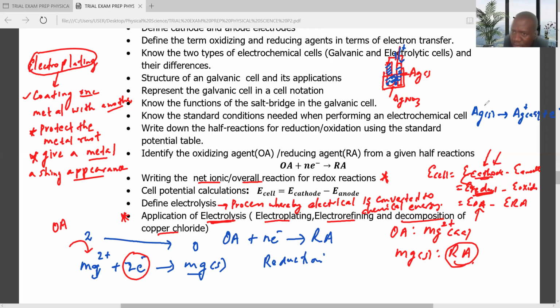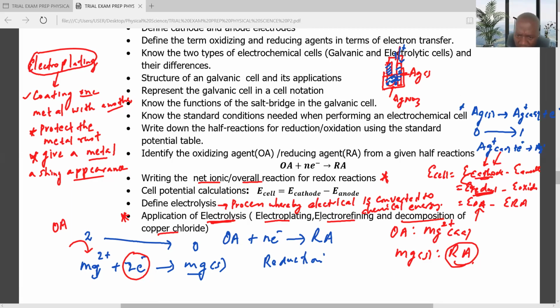Why am I writing like this? Because the oxidation number is going from 0 to 1. It's increasing, so oxidation is losing electrons. Then again, another one is for silver when it is gaining the electrons. So I think I'll do one example relating to this.